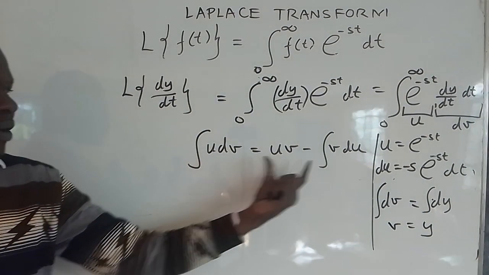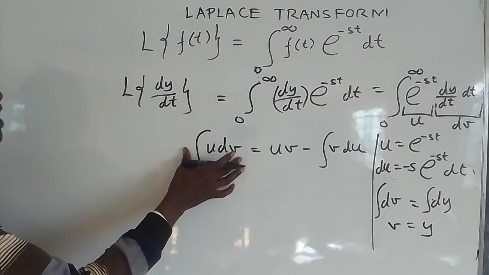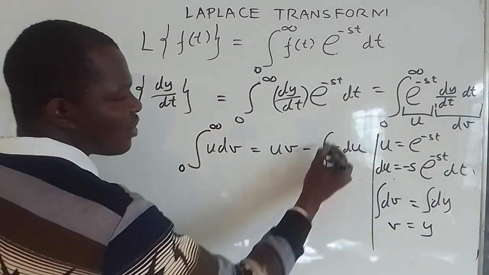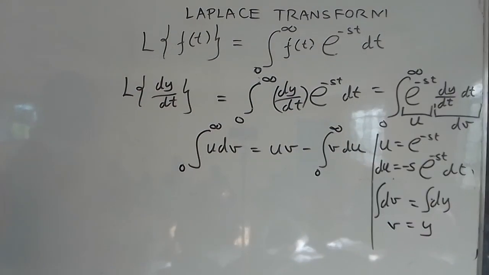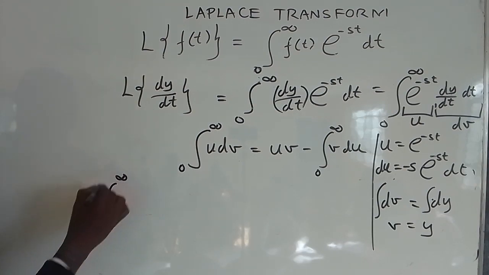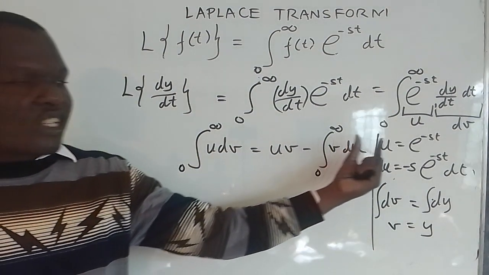So we now go and do our substitution in the equation. The first part here, you know we are integrating from 0 to infinity. So you introduce your integral from 0 to infinity, isn't it? So the first part, you start substituting the integral from 0 to infinity of u. Then you go, what is your u?